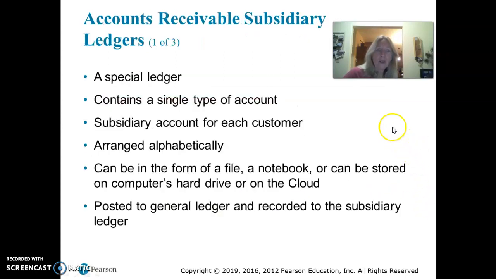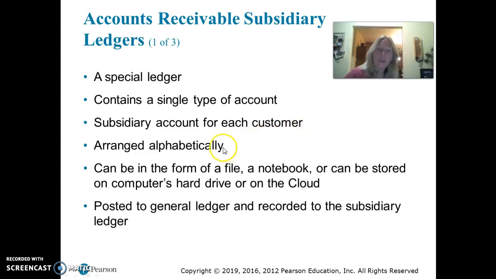Now they're going to teach you about the accounts receivable subsidiary ledger. It's a special ledger just for accounts receivable, and it allows you to see each customer that owes you money. That's why it's called a subsidiary accounts receivable. It's a subset of the big accounts receivable account, which is very important. Remember, second only to cash is accounts receivable.